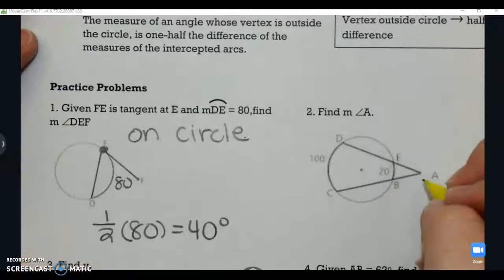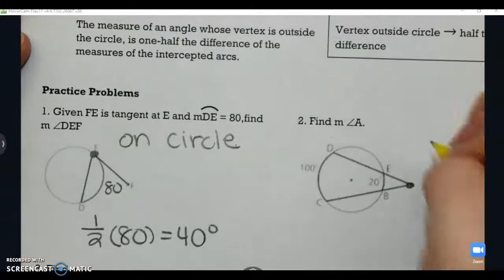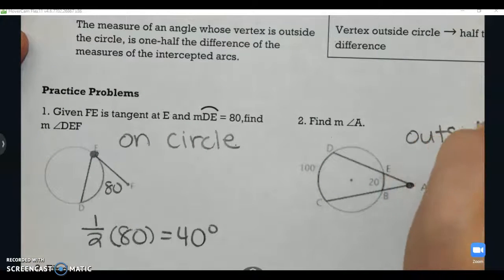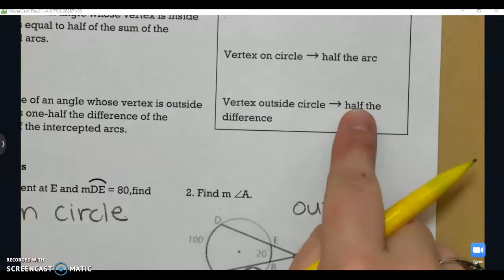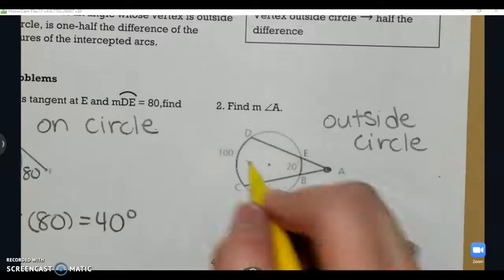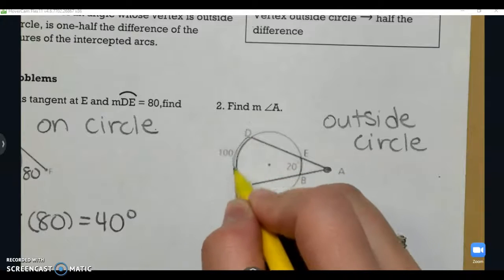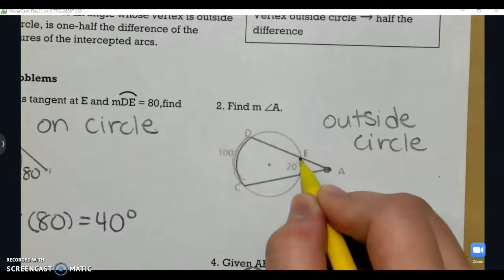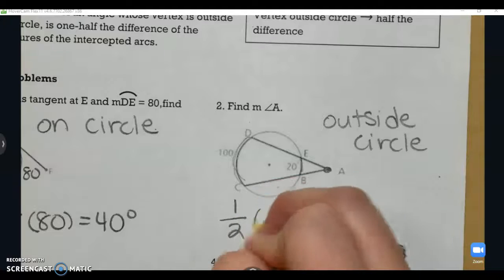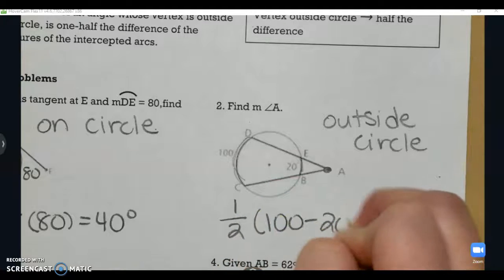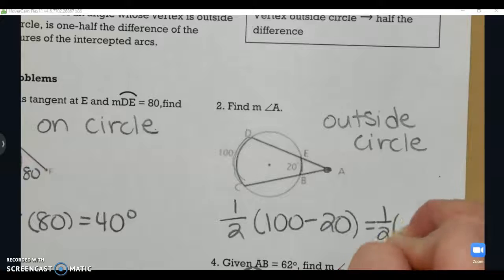Okay. Number 2, find the measure of angle A. Well, where is the vertex of angle A? It is outside the circle, which if we look back at our summary above, if it's outside the circle, it is going to be half the difference of the two arcs. And so we're told here we've got the two arcs. One is DC, it's 100. The other one is EB, that is 20. So it's half the difference. So half of 100 minus 20, which gives us half of 80. And so this one is also 40 degrees.